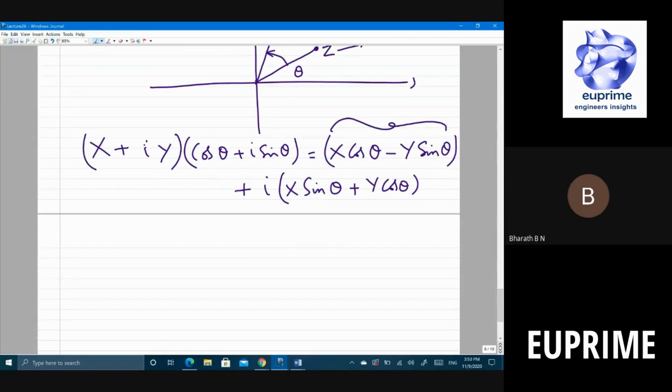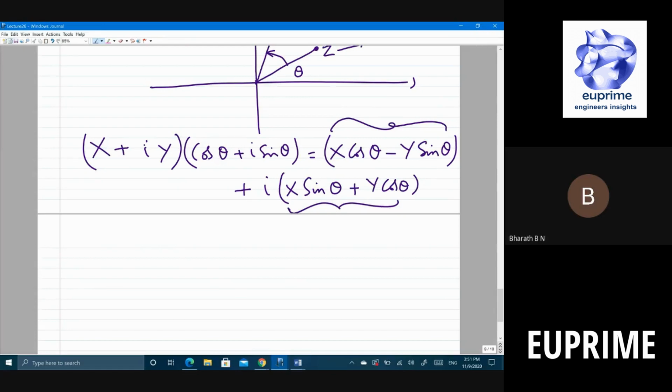See, theta is a fixed number, right? Cos theta is a number, sine theta is a number. So, what can you say about this if x and y are jointly Gaussian? It's a Gaussian, because it's a linear combination. Gaussian, right? Do you agree? So this is also jointly Gaussian, right?